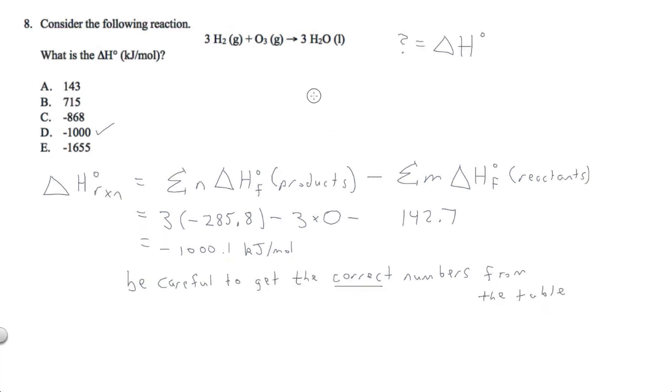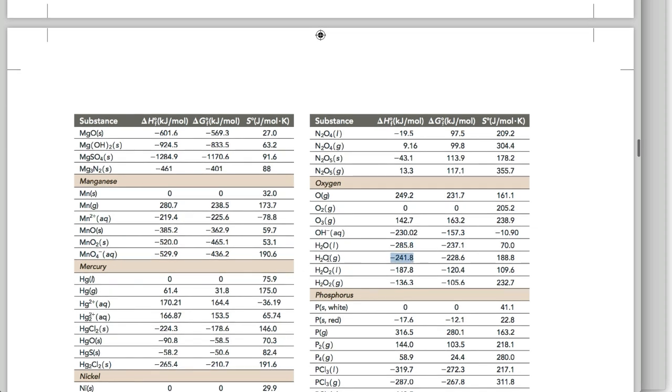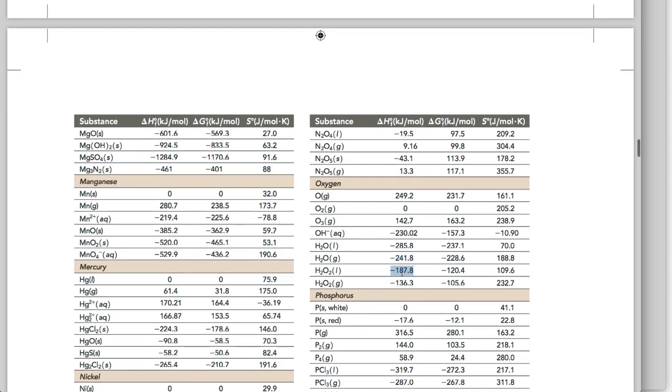The chemical reaction deals with liquid water. So here's the value that we need to take from the table for liquid water. Make sure that you're taking a value from this column, the column for the delta H of formation, rather than, say, this column, the column for entropies. Make sure that you're picking the correct row. For example, don't pick this number because this number is for water gas rather than water liquid. And don't pick, say, this number because this number is for H2O2 liquid. But what we want is H2O liquid.